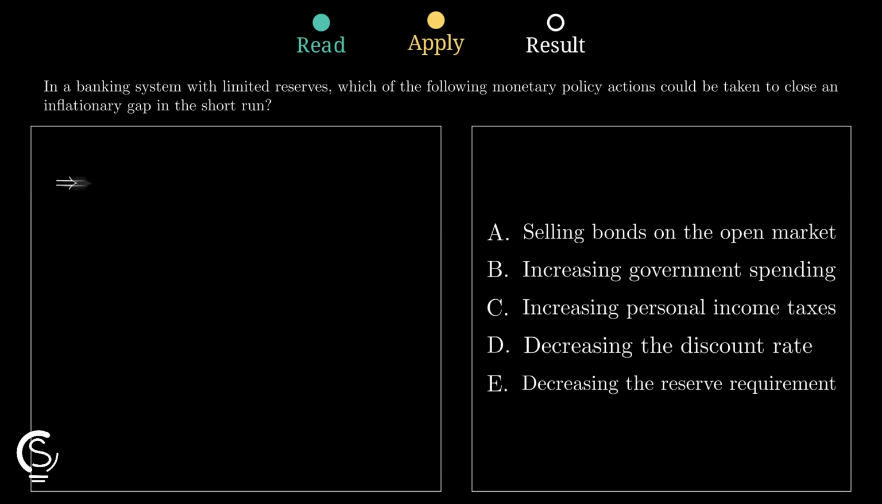Selling bonds on the open market is the perfect tool here. When the central bank sells bonds, it pulls cash out of the banking system, effectively shrinking the total money supply.